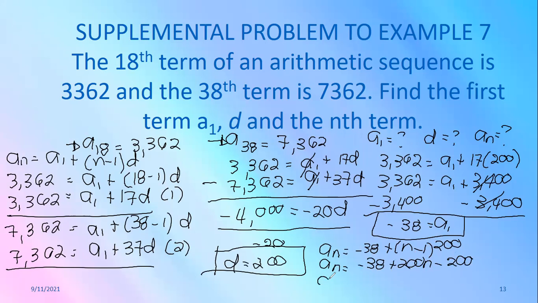And this will be a sub n, which is equal to 200n minus 238. Okay, this will be your a sub n. Questions for this particular problem?